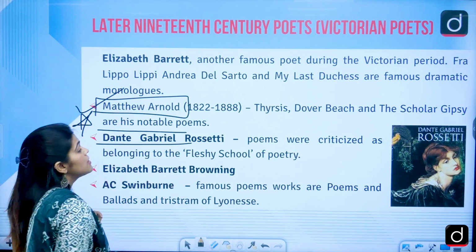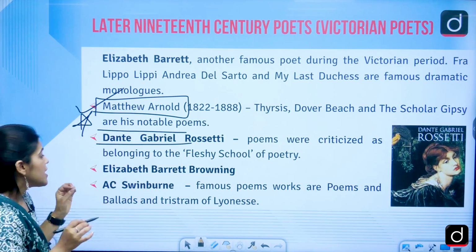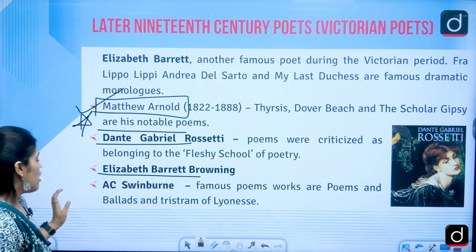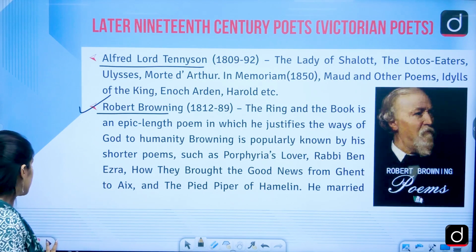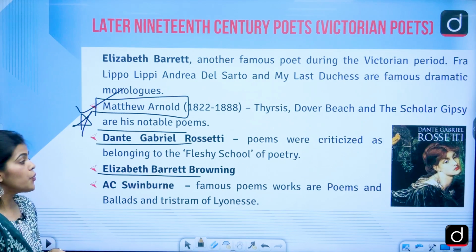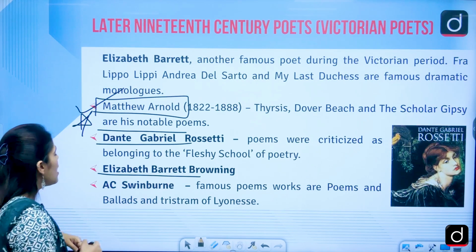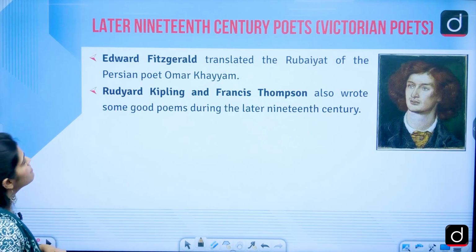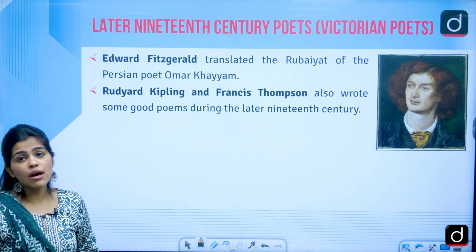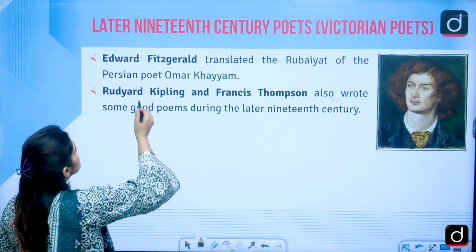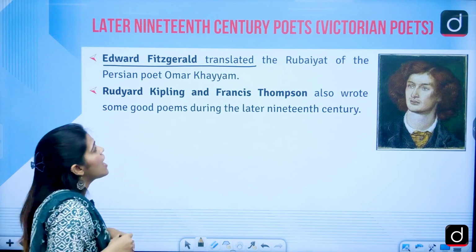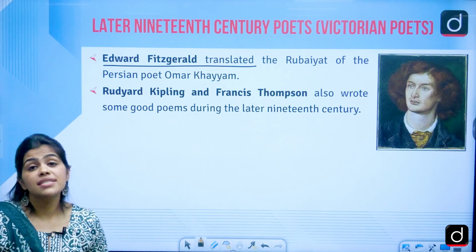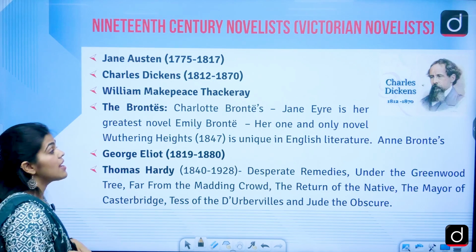Then comes Dante Gabriel Rossetti. Then we'll be discussing the poetry related to the wife of Robert Browning, that is Elizabeth Barrett Browning, and the poetry collections that are written by her. And A.C. Swinburne has also written some canonical works and ballads. And how can you forget someone who translated the Rubaiyat? So it is Edward Fitzgerald, and Rudyard Kipling and Francis Thompson are also a few poets from that period who are important.